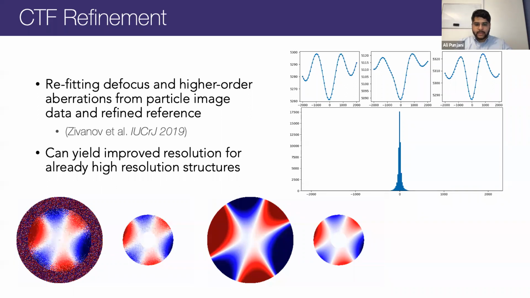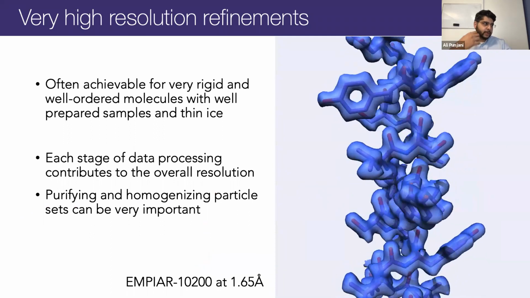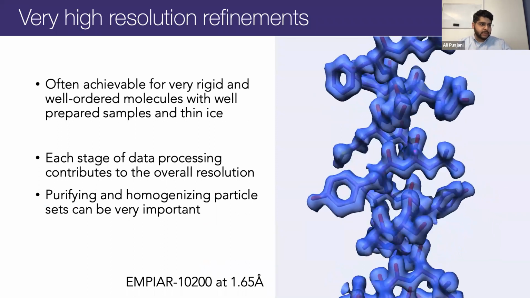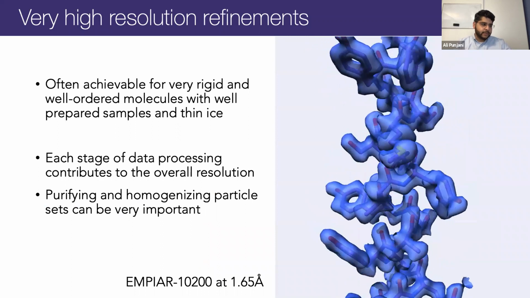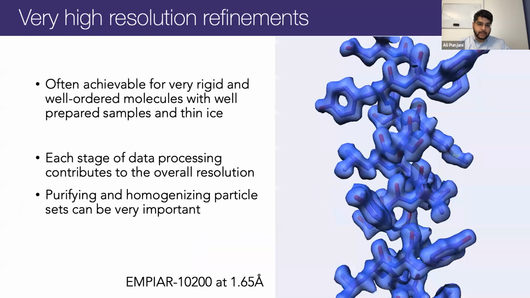So what we recommend is that at the end of every refinement, you can also try another copy of that refinement with CTF refinement enabled. And I'll talk about how that's actually done in CryoSPARC. In some cases, that may yield a nice improvement. These methods, along with everything else we've talked about, are all important for getting very, very high resolution reconstructions. This little video on the right that is great to look at is a 1.65 angstrom reconstruction from EMPIAR 10200, which is an apoferritin dataset.